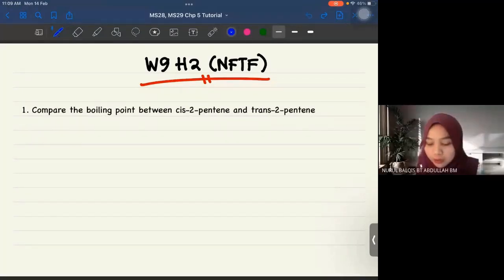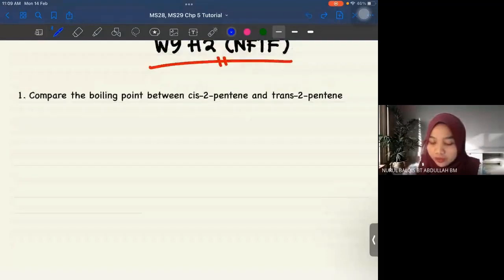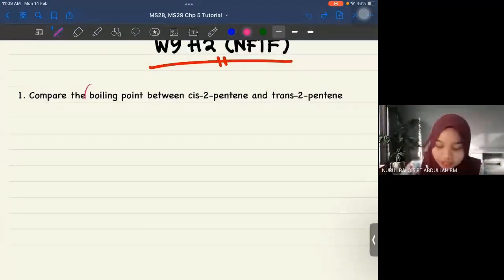Now for the question in our tutorial, this is the second tutorial. The second and third tutorials will cover 5.2 alkenes. So we'll start with these non-face-to-face questions, question 2. The question asks you to compare the boiling points. The keyword here is boiling point, between cis-2-pentene and trans-2-pentene. So you need to compare these molecules.